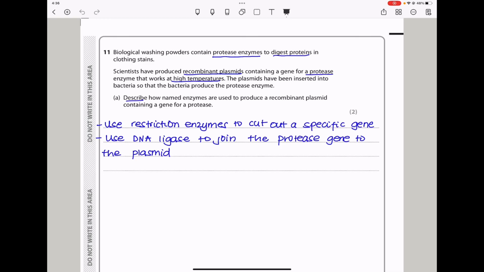Question 11. Biological washing powders contain protease enzymes to digest proteins in clothing stains. Scientists have produced recombinant plasmids containing a gene for a protease enzyme that works at high temperatures. The plasmids have been inserted into bacteria so that the bacteria produce the protease enzyme. Describe how named enzymes are used to produce a recombinant plasmid containing a gene for protease. Named enzymes include restriction enzymes as well as DNA ligase. So we use restriction enzymes to cut a specific gene out of the DNA, and then we use DNA ligase to join the protease gene to a specific plasmid.